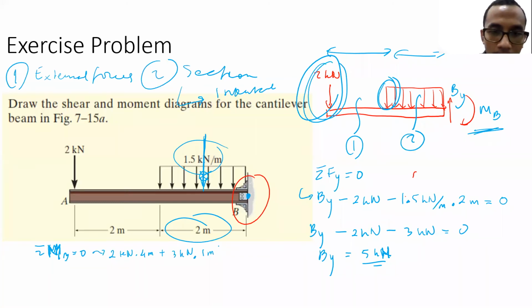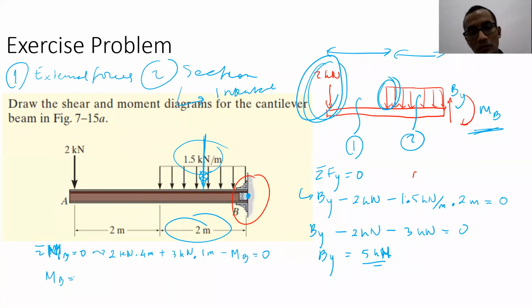Okay, plus or minus for MB? Minus. Minus MB equal to 0. That's why we have MB equal to 8 plus 3, 11, yes. 11 kilonewton meter. Okay, so we have found the Py and we have found the MB as well, right?